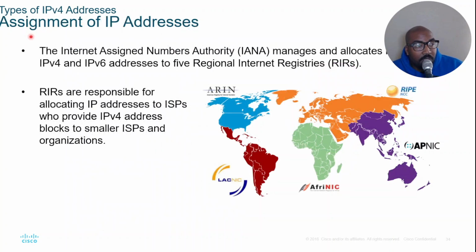The Internet Assigned Numbers Authority, or IANA, allocates blocks of IP version 4 and IP version 6 addresses to five regional internet registries. And as you can see here, these are all the different registries that are out there.